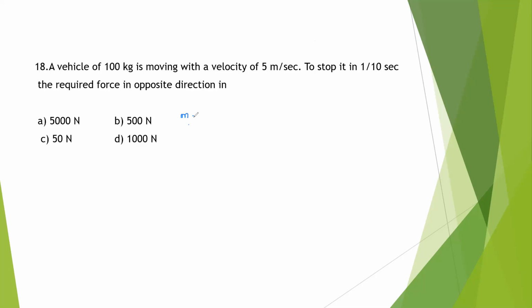So what all given terms are there? See, mass is equal to, they have given it as 100 kg. Then next, velocity, they have given it as 5 meter per second. To stop it in 1 by 10 second, they have given, means the final velocity is 0, right? So what formula can we use? Force is equal to mass into acceleration, which implies mass into rate of change of velocity, which we can also write as final velocity minus initial velocity divided by time. Change in velocity per time is called what? Acceleration. So now substitute.